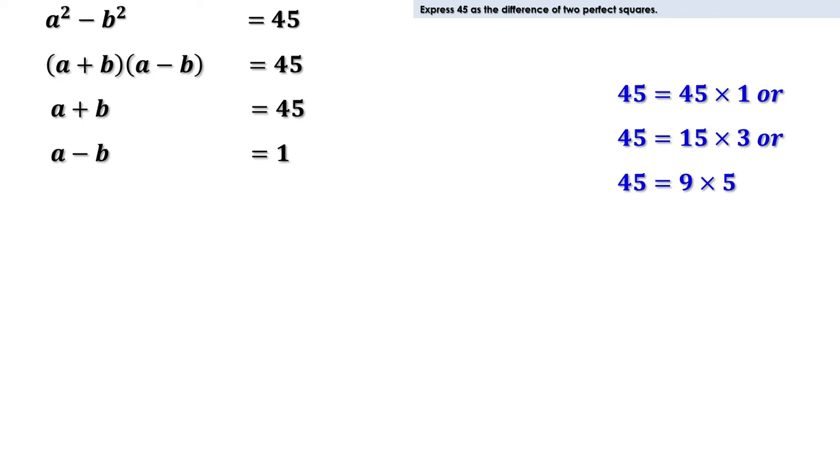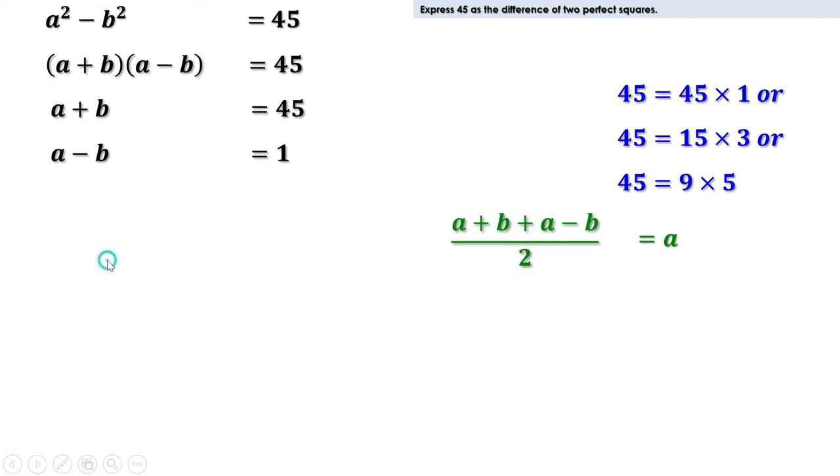Half the sum of the sum and difference is the greater number. Half the difference of the sum and difference is the smaller number. Let us add a plus b and a minus b and take half of it. That is, let us find (a plus b plus a minus b) by 2. Plus b and minus b becomes 0. A plus a is 2a. 2a divided by 2 is a. That is, a is half the sum of a plus b and a minus b.